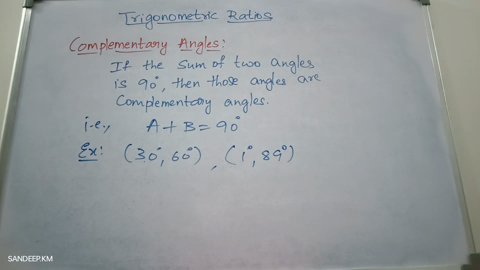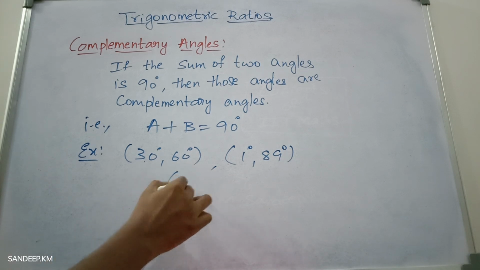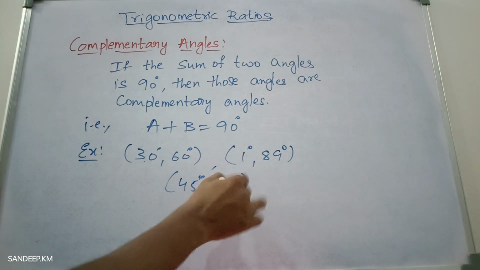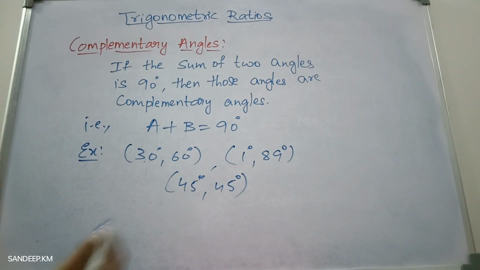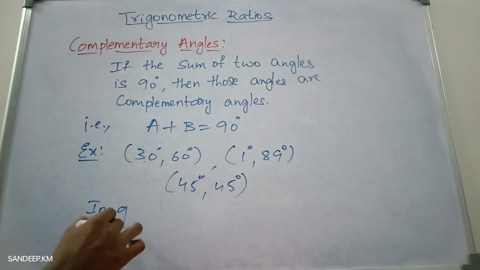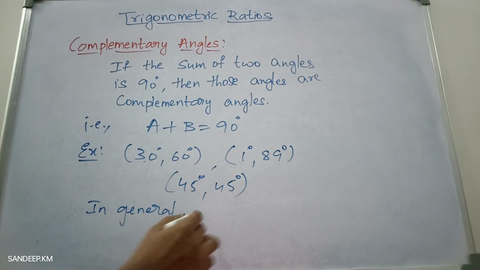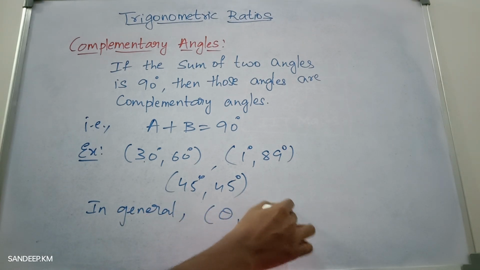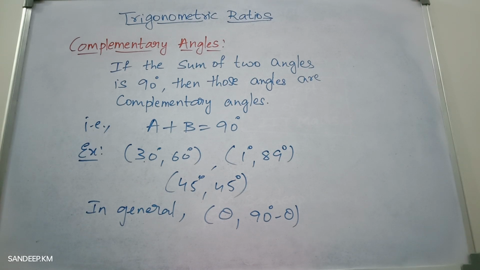In this way you can create your own pair of complementary angles. If two angles are equal to each other and at the same time complementary, you can easily guess that pair: it is 45 degrees and 45 degrees. So in general, dear students, theta and 90 minus theta are complementary to each other. If theta is one angle, then its complementary angle is 90 minus theta. Keep this in mind.